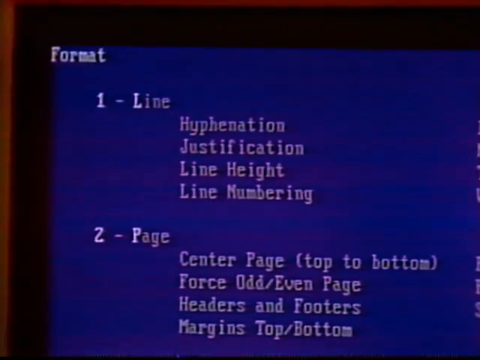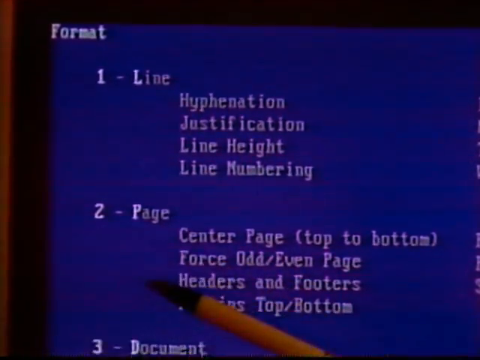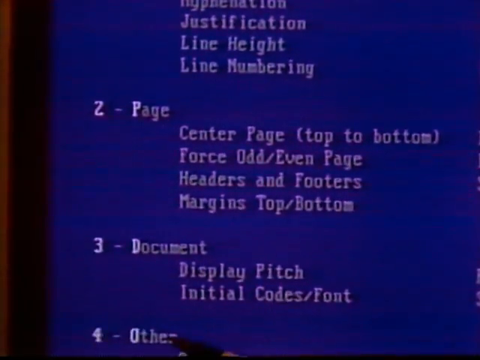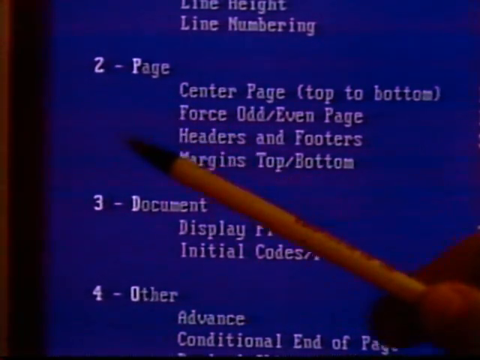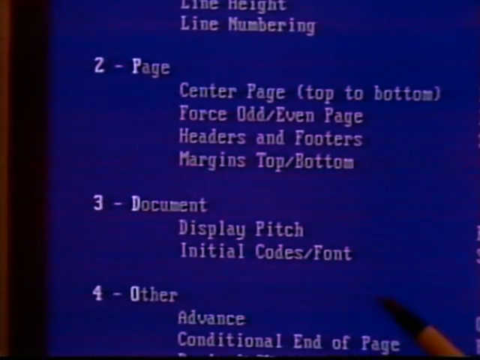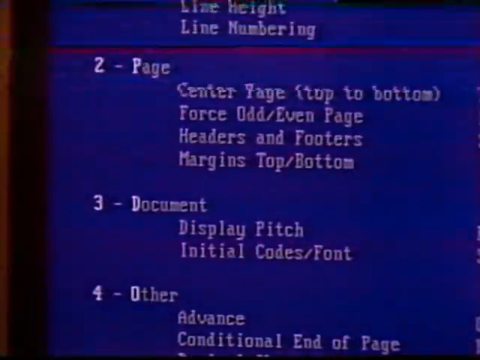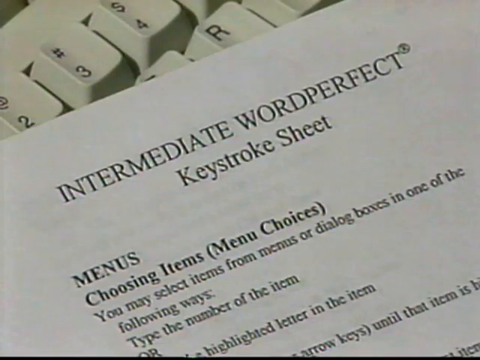And let's choose Shift F8 for format. Here's an example of what the format screen would look like, the format menu. Line, page, document, etc. Some of the numbers that you type will be a little different. And you can check your keystroke sheet to see some of these differences. But basically the function of the program is the same. Whenever the keystrokes are different in version 5.1, they'll be indicated in the keystroke sheet.